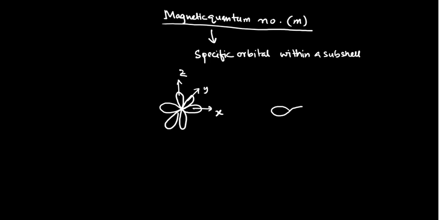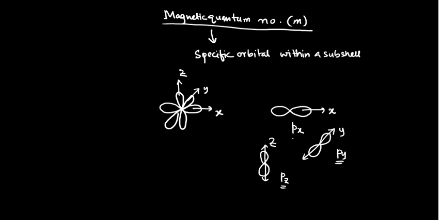The one which was oriented along the X axis is termed as Px. The one oriented along the Y axis is termed as Py. And the one oriented along the Z axis is termed as Pz. So the P subshell has specific orientations. There are 3 possible orientations, so we can say Px, Py and Pz are the orbitals. Got the point? Is it clear?